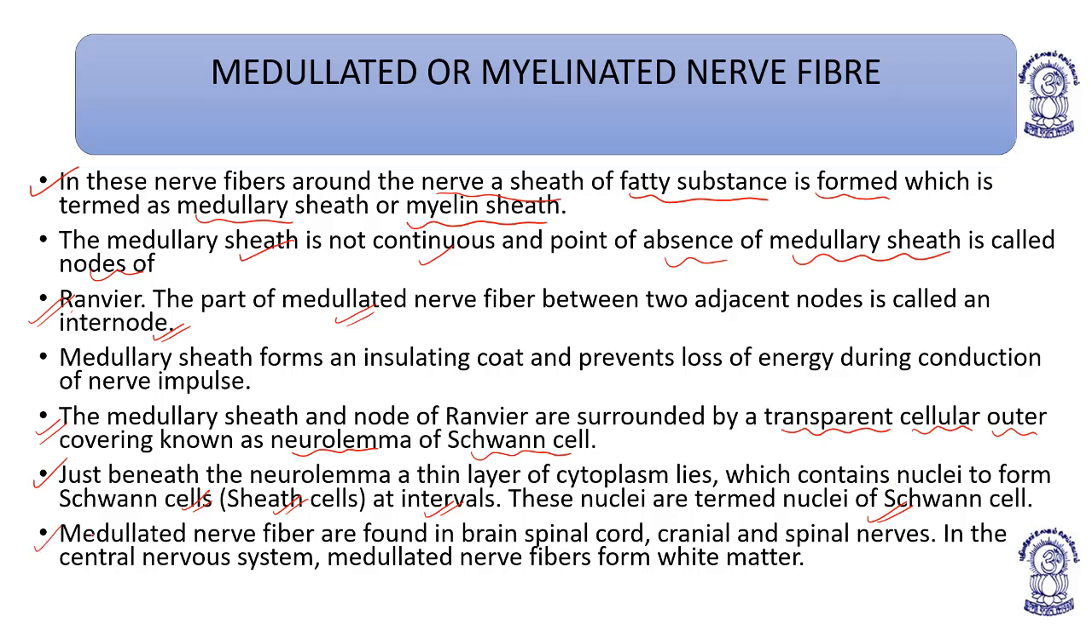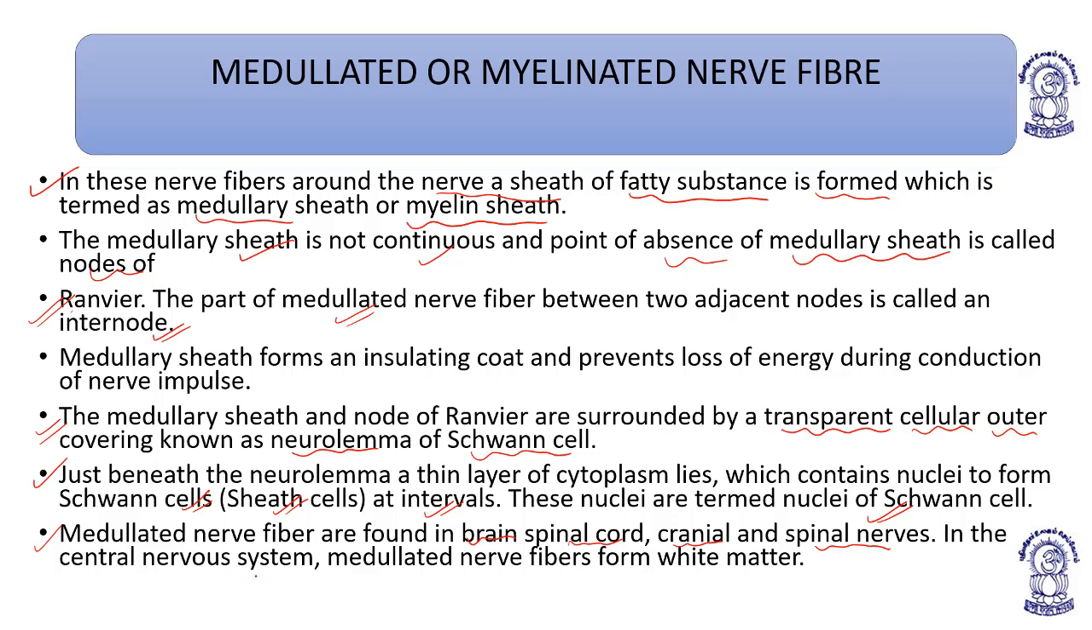Medullated nerve fibers are found in brain and spinal cord, cranial nerves and spinal nerves. So myelinated or medullated nerve fibers are found in brain and spinal cord, cranial nerves and spinal nerves. Understood?